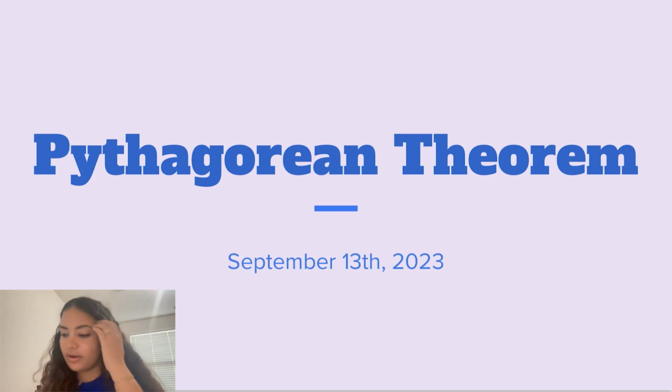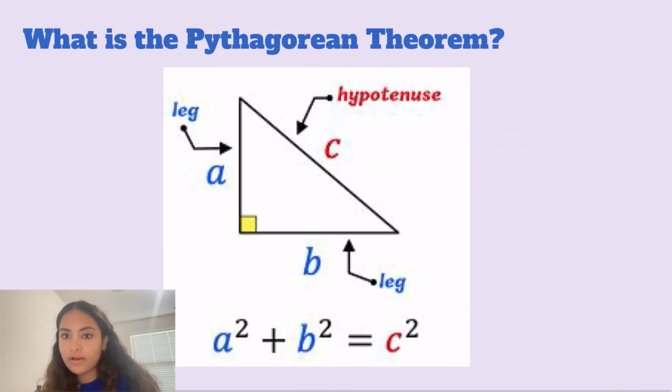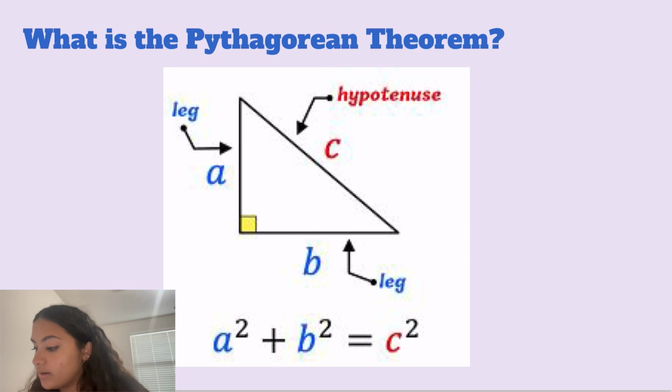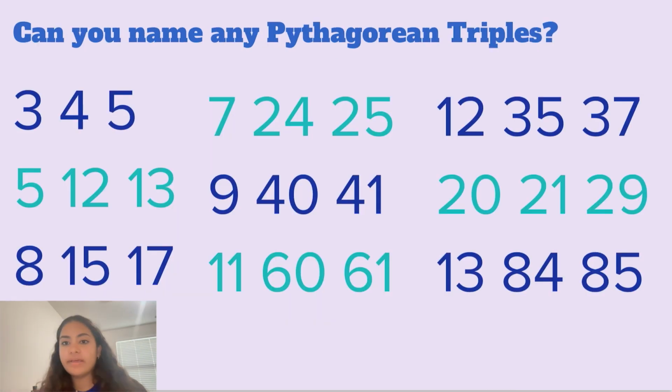The Pythagorean theorem is a formula for right triangles saying that the sum of the squares of the legs equals the hypotenuse length squared. So that's commonly known as a squared plus b squared equals c squared. The Pythagorean triples are any triples of integers that satisfy the Pythagorean theorem. So they would be examples of right triangles with all integer side lengths.